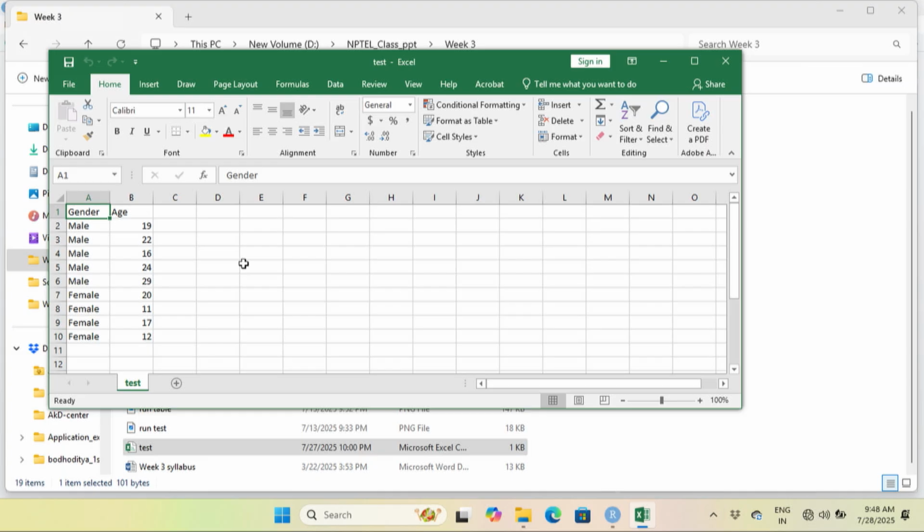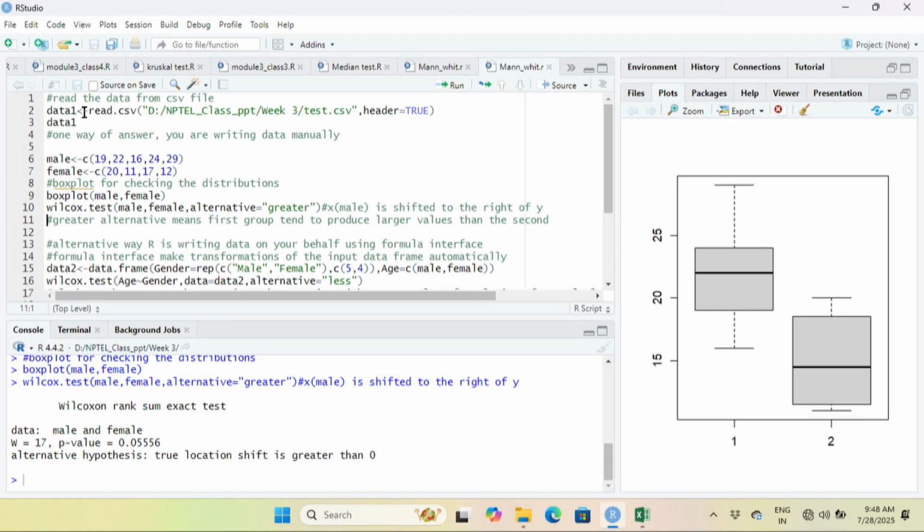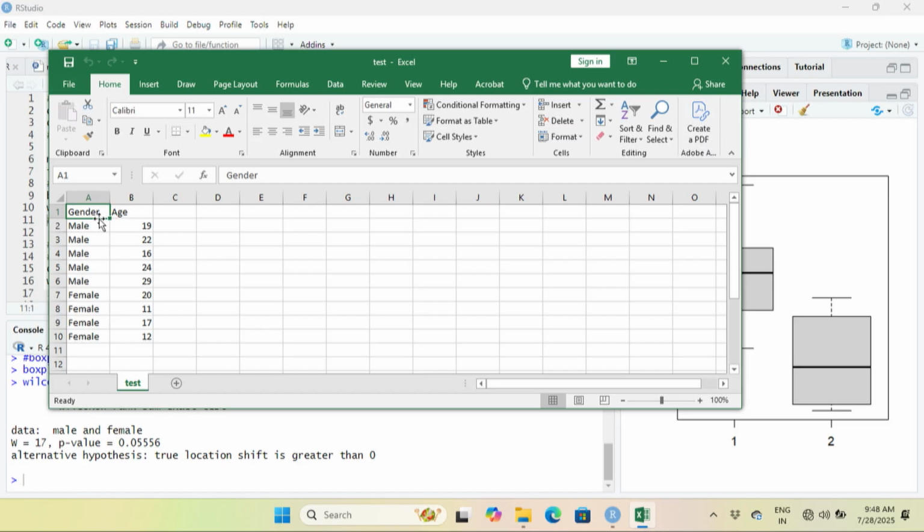Okay, most of the time you have to work with real life data. So suppose your real life data is like that, gender and age, right? Now you can always call the data with read.csv, and this is, as you know, the NPTEL class PPT. So all this is just the address of your CSV file. Header is equal to TRUE, and you know what it means: one cannot ignore that gender and age. These are the headers of those two columns.